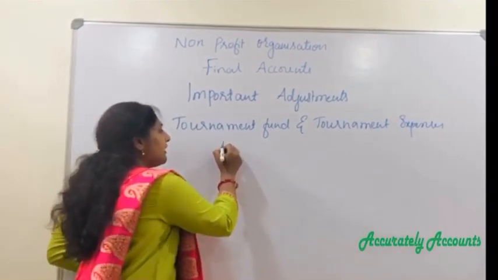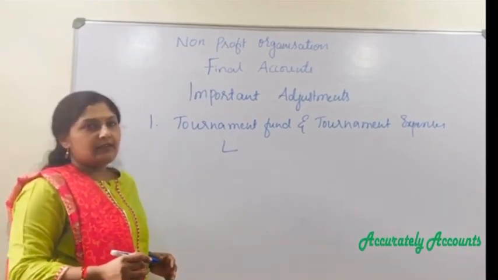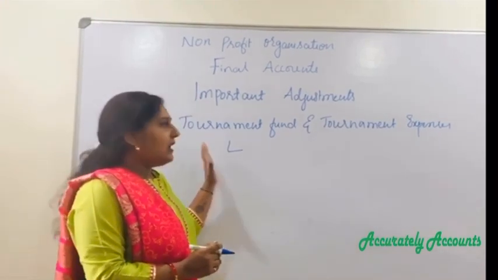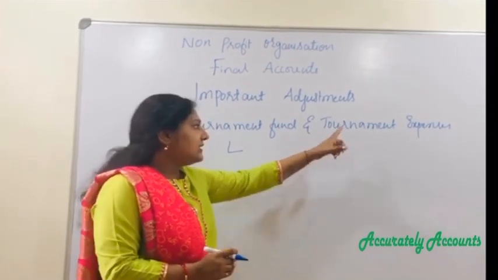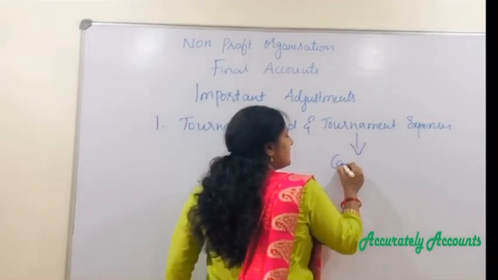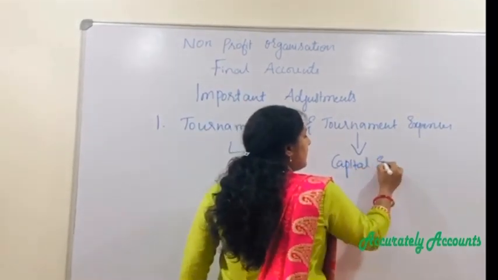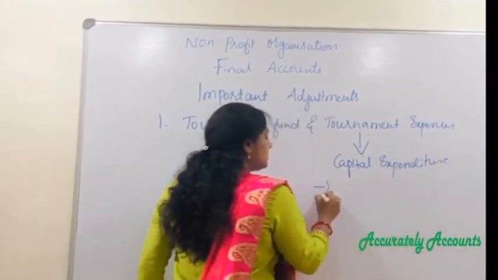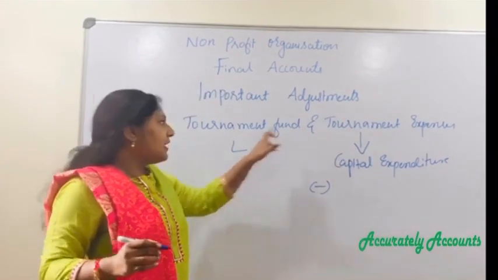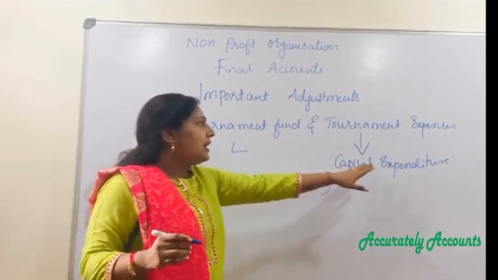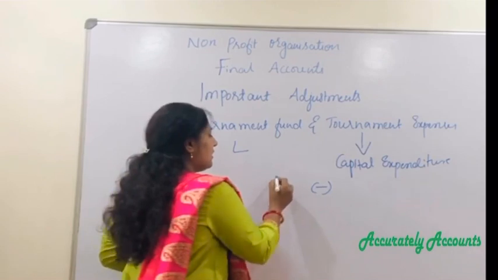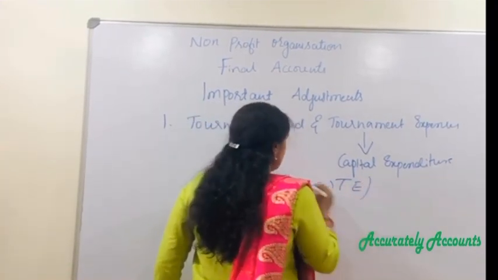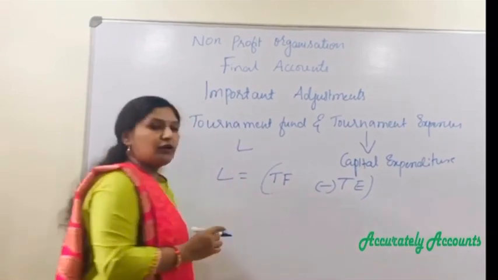Generally, the tournament fund will be treated below the liability side of the balance sheet. Say suppose in the question they have given the tournament fund as well as the tournament expenses, then the tournament expenses need to be treated as capital expenditure. And we need to deduct the value of tournament expenses from the tournament fund. I'll write here as tournament fund minus the tournament expenses. So this is supposed to be the treatment of tournament fund.